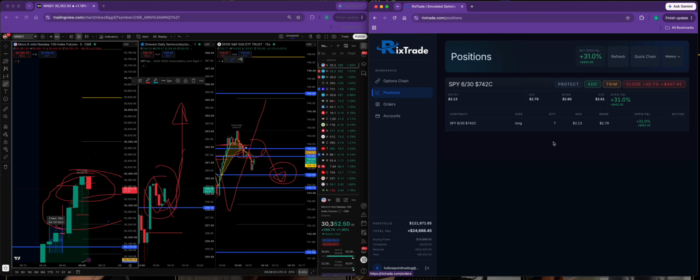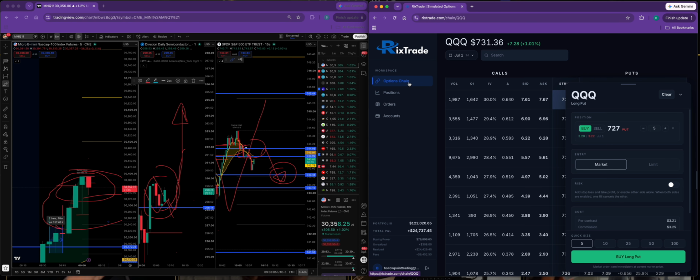I'm up $400 on this. Maybe I'll take some QQQ puts here. QQQ is at 731. Looking for a quick scalp here on QQQ. Holy shit, these puts are expensive. Jesus. So for now, I'm just watching this chart before making any rash decisions.